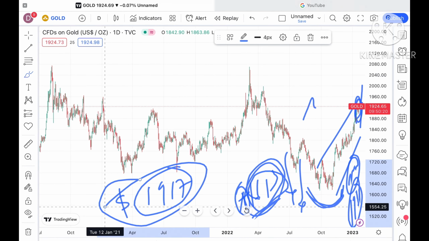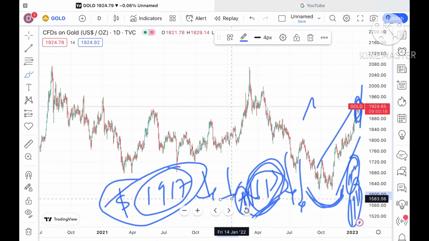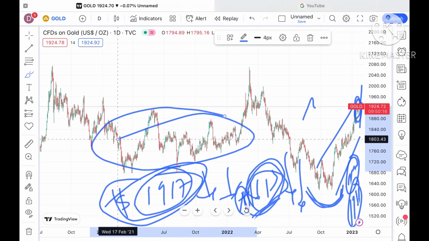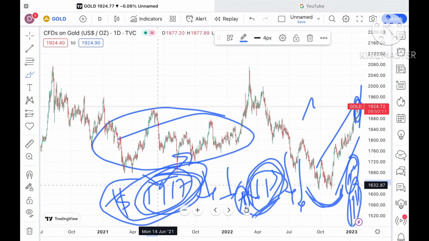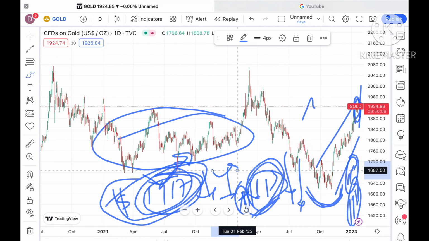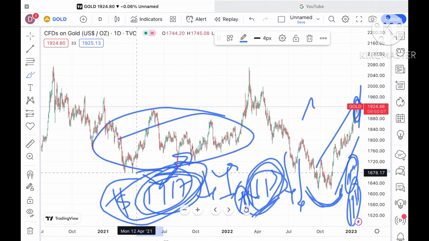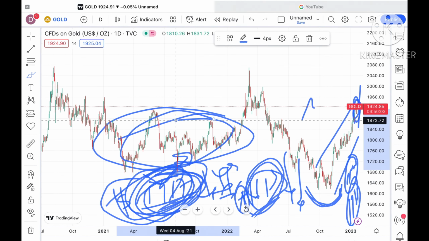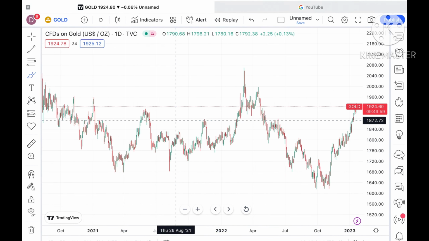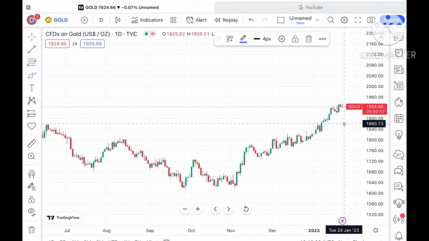Keep this in mind: if the price falls below this particular level, chances are high it will come again to this particular zone, or a bounce back can come from this level. But if this level sustains and a bounce back comes, then there is a probability of going further upside. But if the price falls below this level, then it will move again to this particular zone. Suppose the price moves below this zone, now trading at around $1924.60.